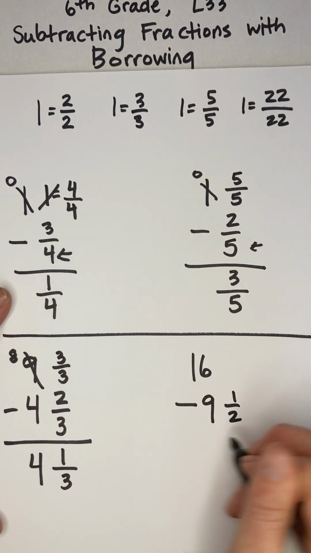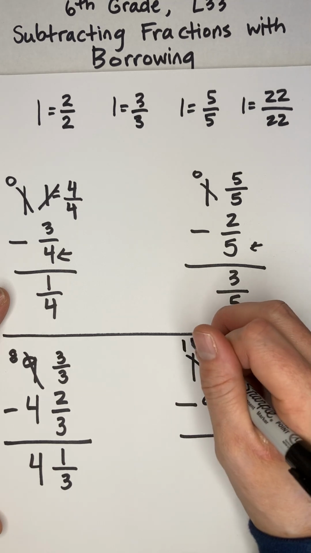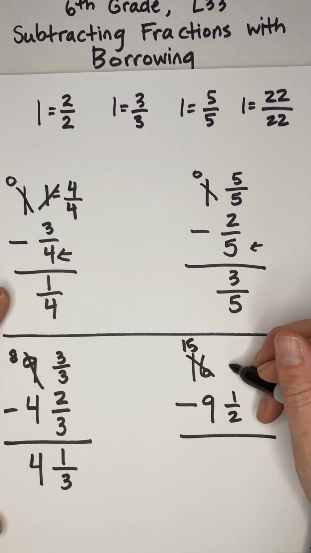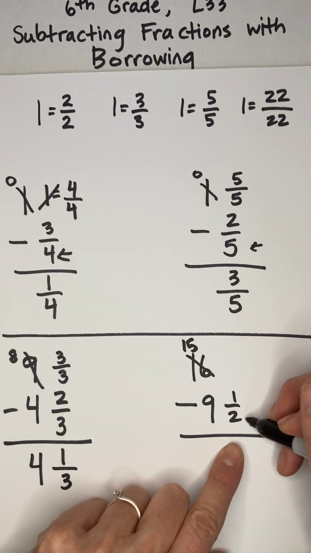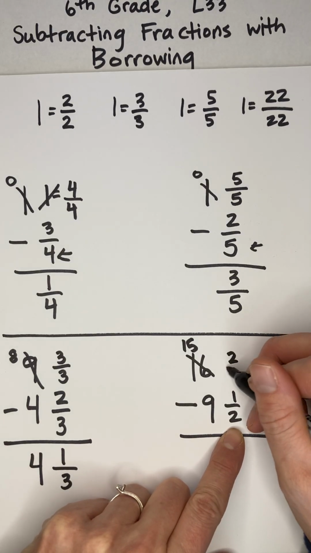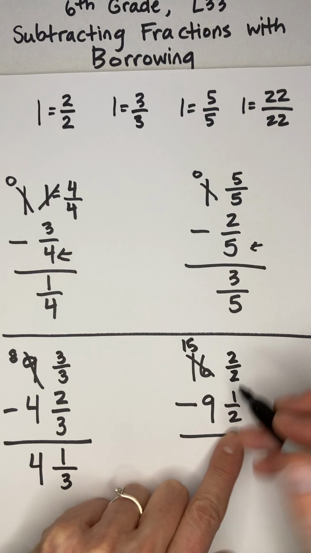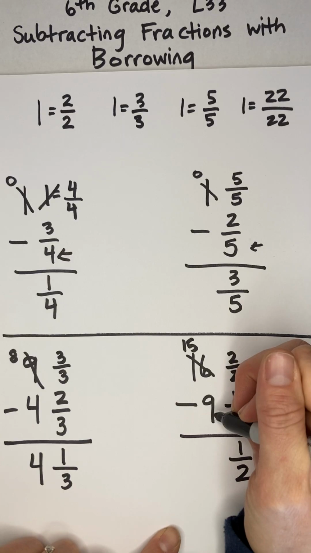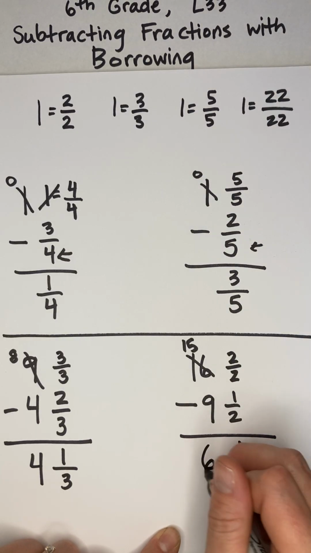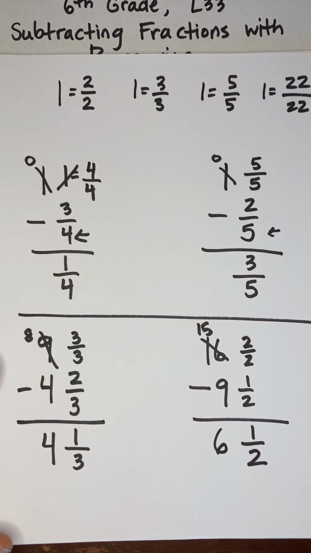9 and a half. All right, 0 minus 1, can't do that. Let's borrow, make it a 15. Instead of putting 1 here that I borrowed, I'm going to turn it into a fraction. Let's use this denominator of 2. So 2 over 2, which is equivalent to 1. Now I can subtract. 2 minus 1 is 1. Keep my denominator of 2. 15 minus 9 is 6. So there we go. All right, now we're going to level it up again.